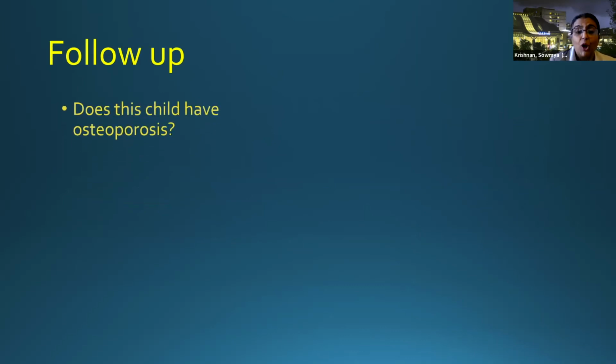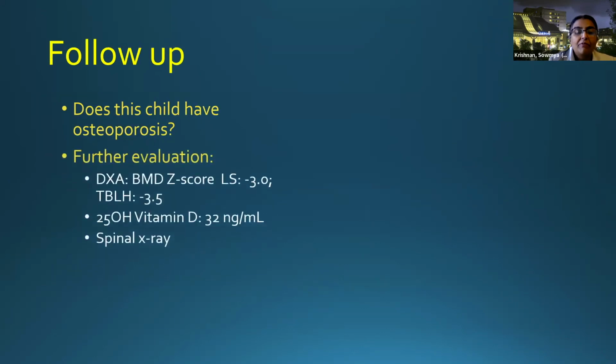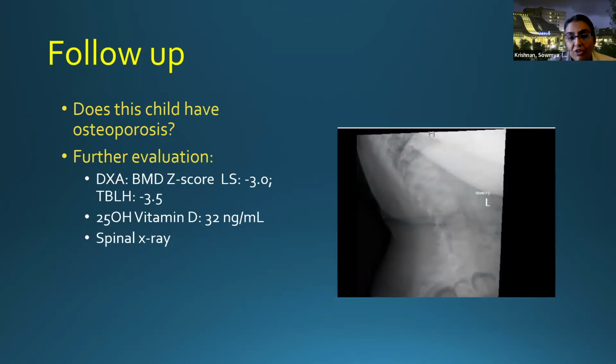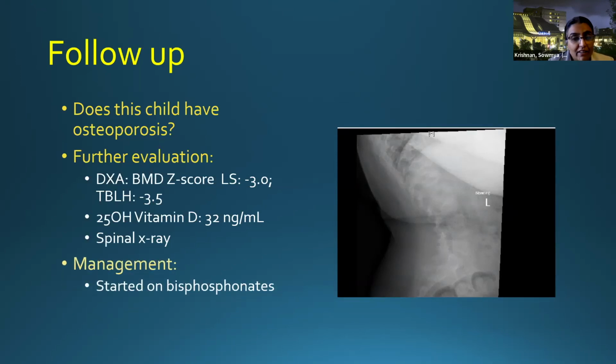Now, he just had 2 long bone fractures. And if you look at the ISCD guidelines, he may not meet the definition of pediatric osteoporosis at this time. But we did further evaluation that included a DEXA scan, which did show a very low BMD Z-score of -3 at lumbar spine, and total body less head was -3.5. He had normal vitamin D levels, 25 hydroxyvitamin D levels. And the spine X-ray did reveal multiple vertebral body compression fractures. I hope you can see this loss of height here. So we did start him on bisphosphonates, and he did have the back pain and the vertebral body fracture, which was the reason for his back pain.